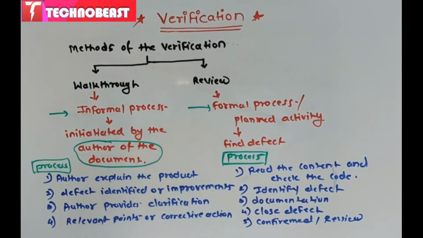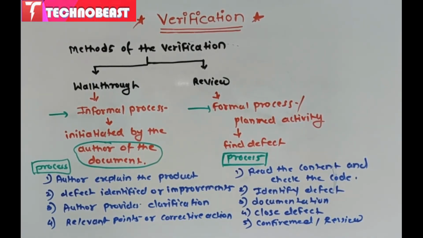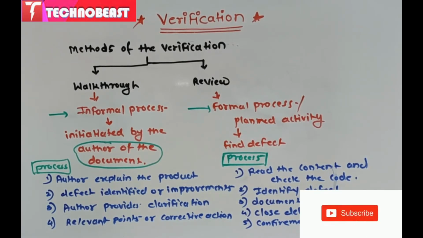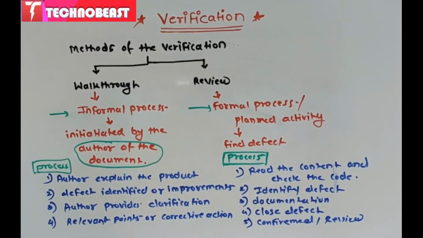that all the verifications are conducted inside the review method, and it is used to define the process to find the defects. With this process they will first check the content and after that check the code. After that they identify the defects, and then all the documentation will happen with the help of whatever defects are found, and then they close that defect, and after that they take the confirmation that the defects are closed or not. So in this way the verification happens in the walkthrough and review methods.